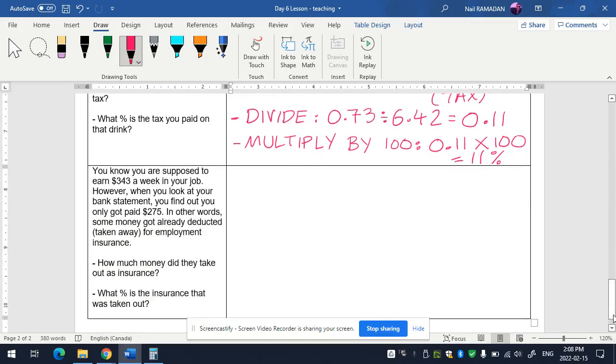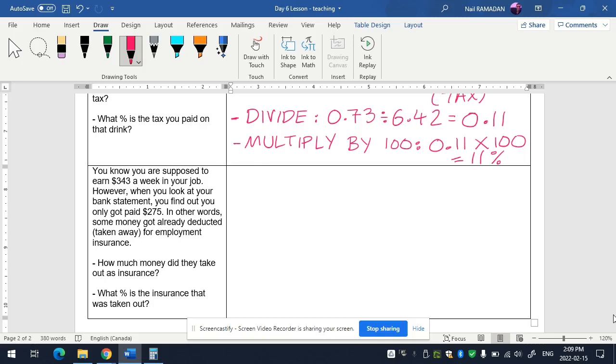Last question. Same idea. You're supposed to earn how much a week? You know you should get 343. But you look at your paycheck or whatever, and you only see how much? Well, you know you did work enough hours to guarantee you 343. But you also know some money had to be deducted. By the way, what does deductions mean? Exactly, taken away from your paycheck.